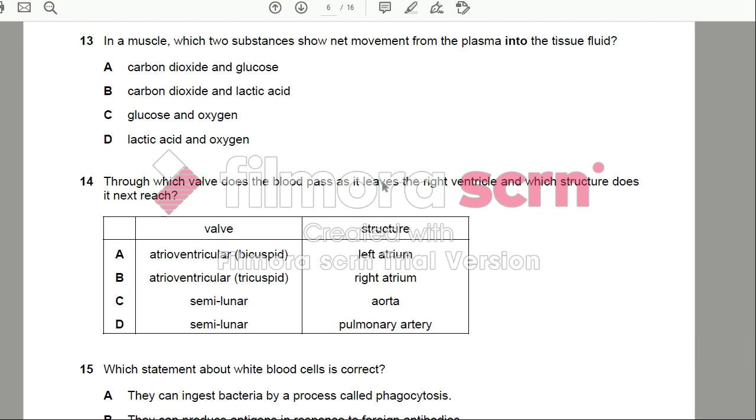we move to D to find out the correct answer between C and D, because A and B are incorrect. In D, lactic acid again is given, that's incorrect. So option C is the correct answer, glucose and oxygen.